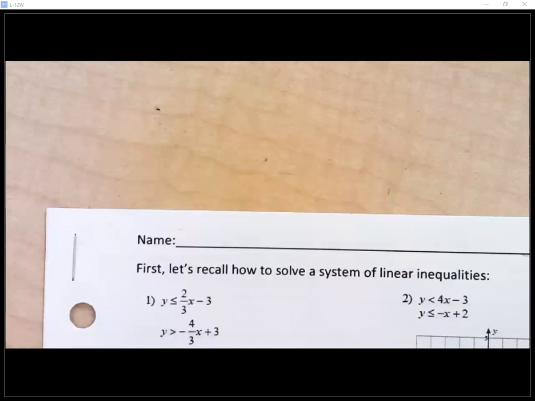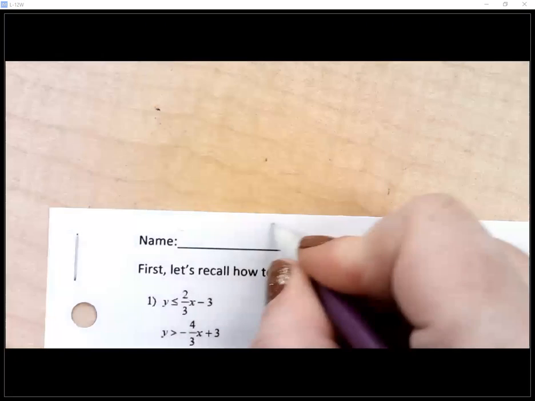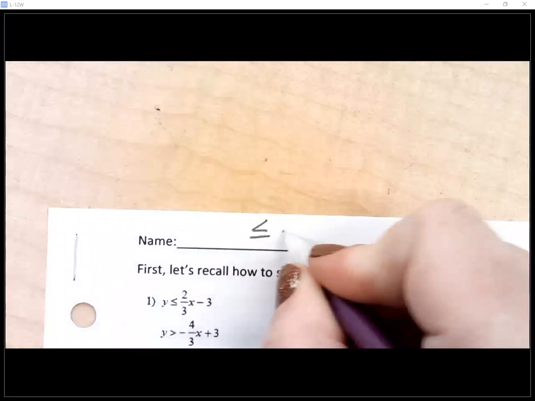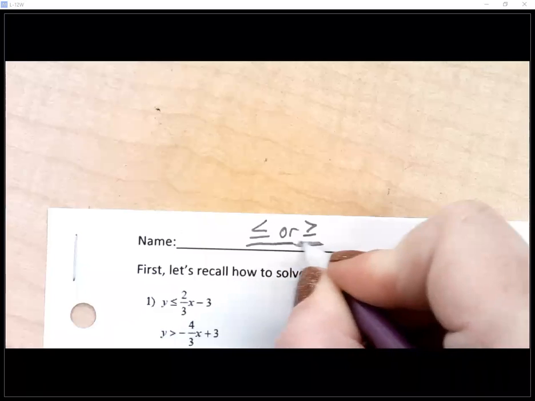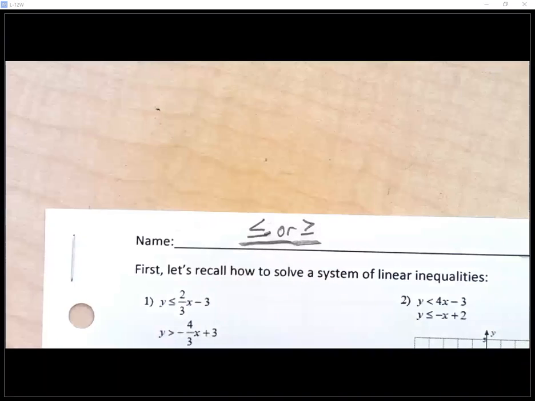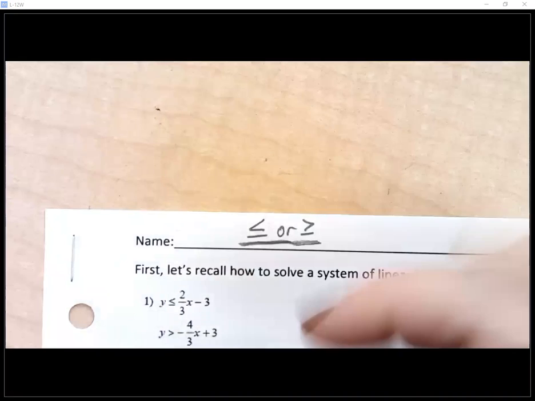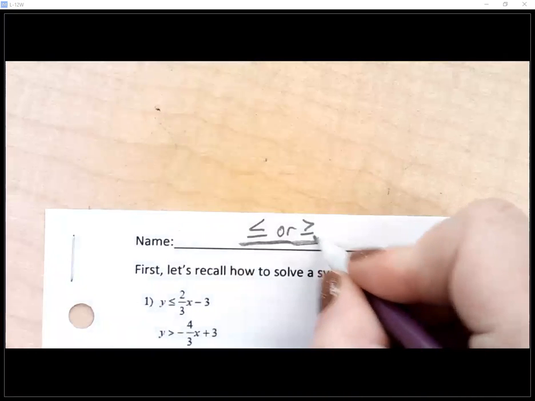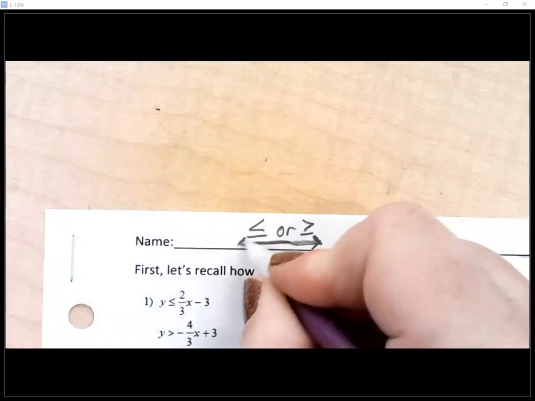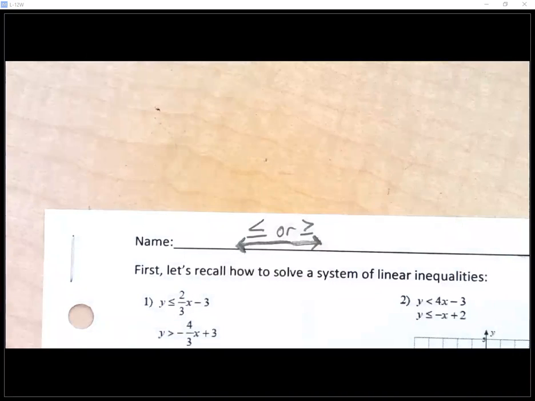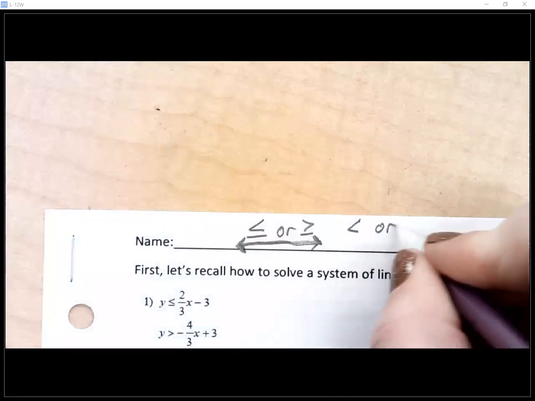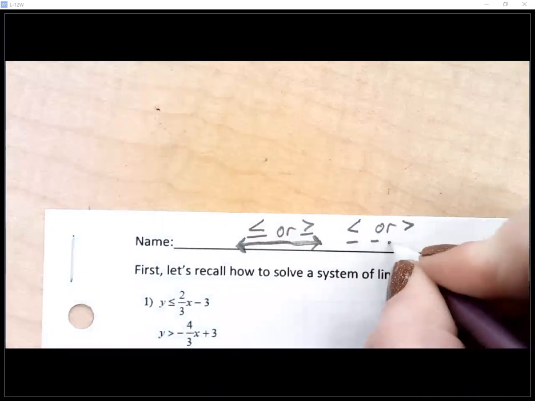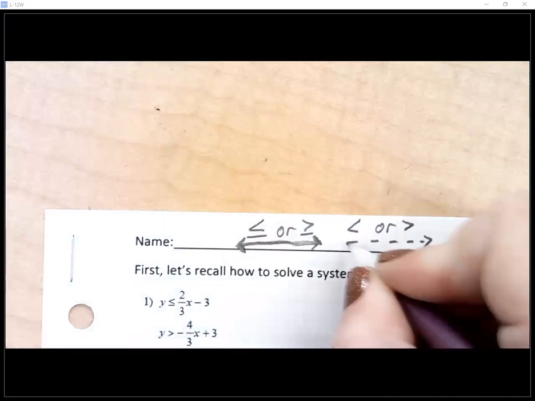So if I have the or equal to bar, those are going to be solid lines. Just like when we were graphing them on the number line, if I would put a solid dot there, I'm going to be using a solid line. If I don't have it, I'm going to be doing a dashed line. Okay, so that's sort of my key.